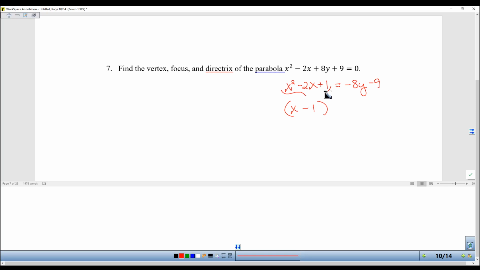X squared minus 2x plus 1 is the same as x minus 1 squared. But you can't just add a 1 to this side of the equation. So we're also going to add a 1 to this side of the equation. And then this side comes out to negative 8y minus 8.